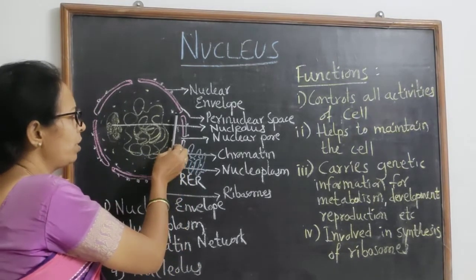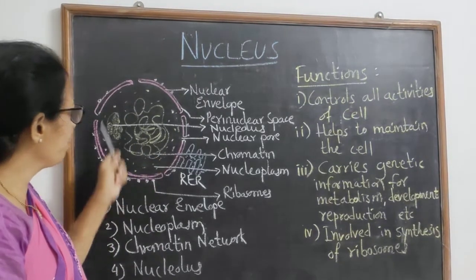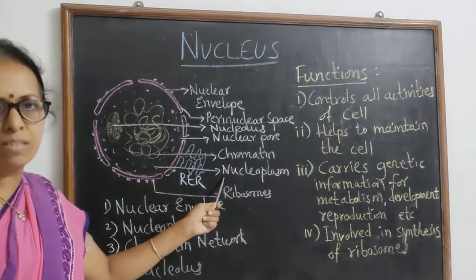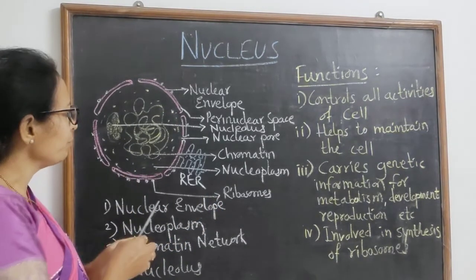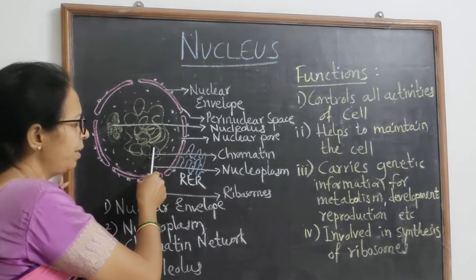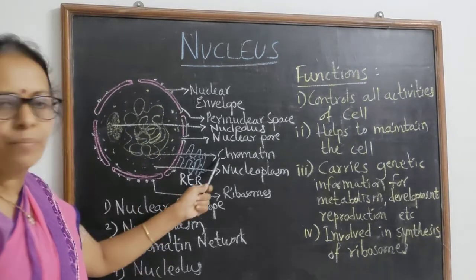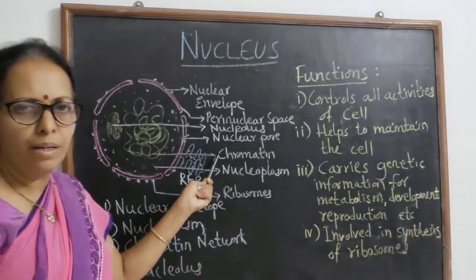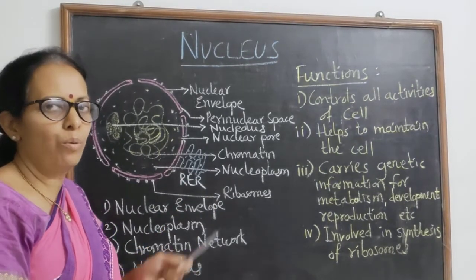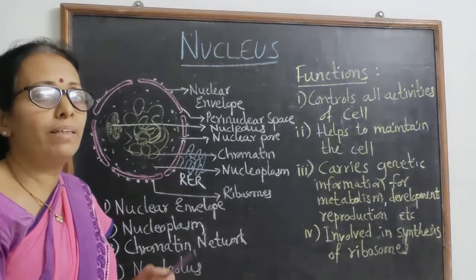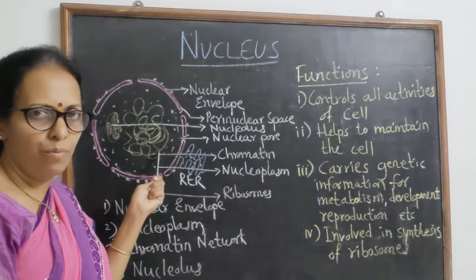Inside, we observe the entire volume filled with fluid. We call it nucleoplasm. This nucleoplasm contains the chromatin network or thread-like structures, which are the DNA, packaged with the help of histone and non-histone proteins, forming the chromosomes during cell division. So that is the chromatin thread network.